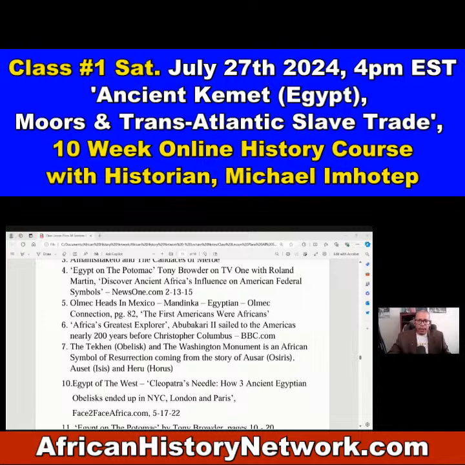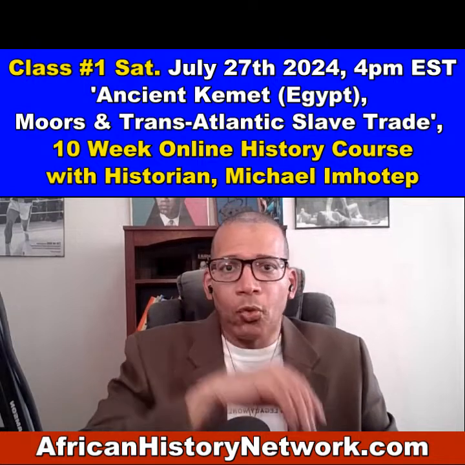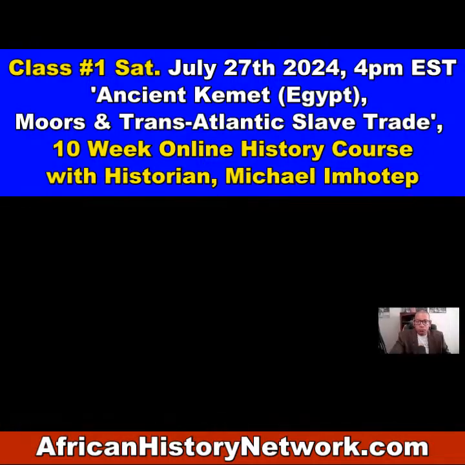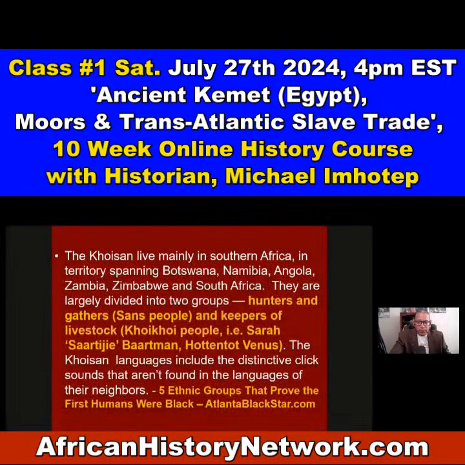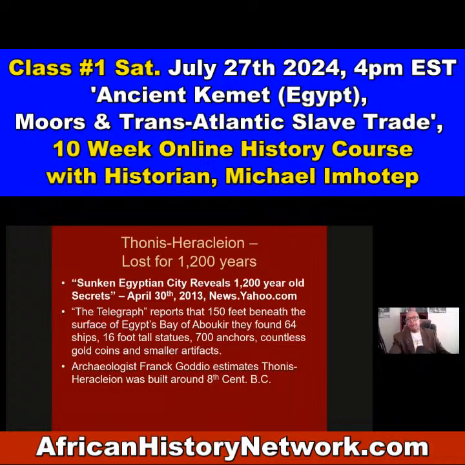Tekken, the African symbol of resurrection, coming from the story of Asar, Aset, and Heru, who the Greeks called Osiris, Isis, and Horus. So we're going to go through and look at some of the slides here from the PowerPoint presentation. I'm going to show you a few excerpts of lectures I've done as well in the class. You'll get that also. So Tanis Heraklion, the lost city of Egypt.